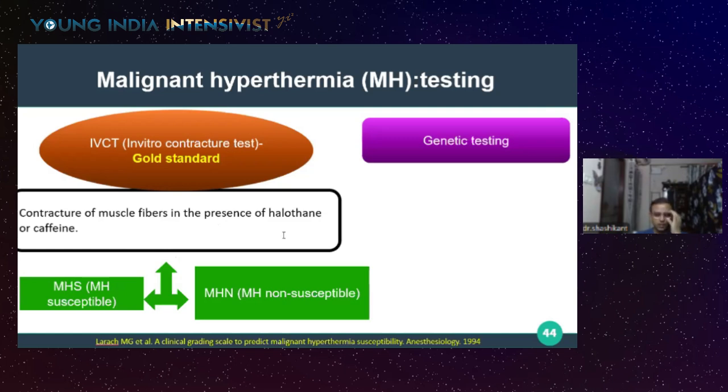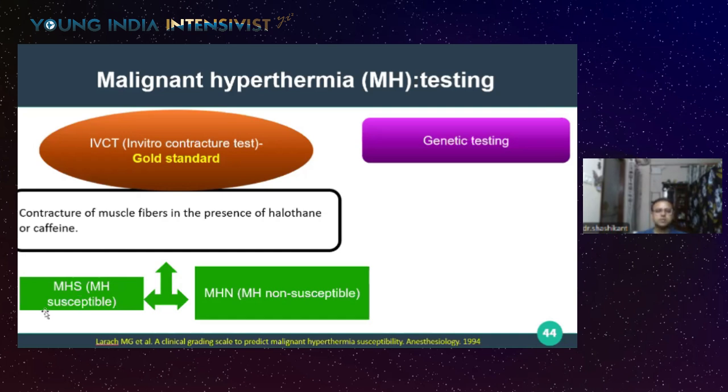And there are two groups. One is the European malignant hyperthermia group, and another is the North American malignant hyperthermia group, and both of them suggested to use halothane or caffeine. The only difference in their diagnostic criteria is that the concentration of halothane or caffeine is a bit different in both the groups.